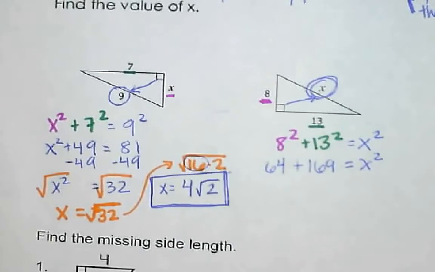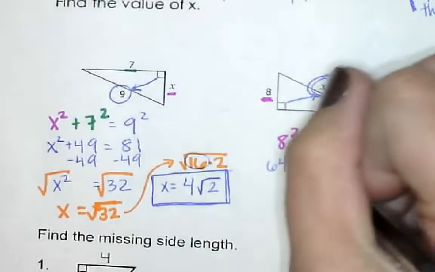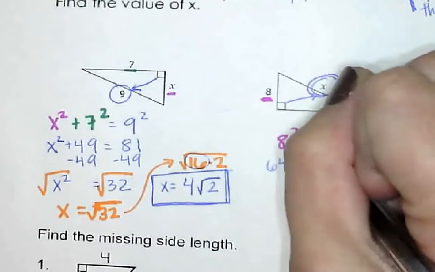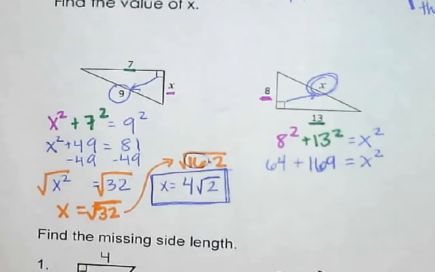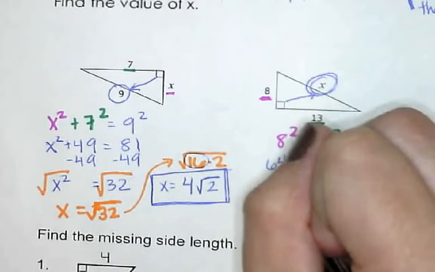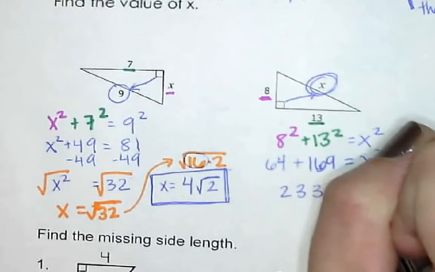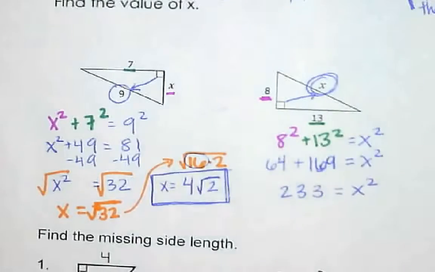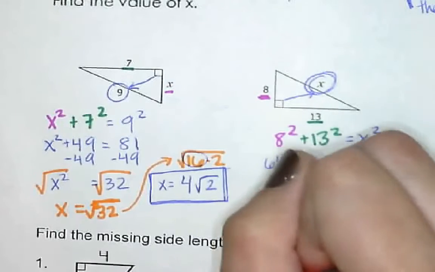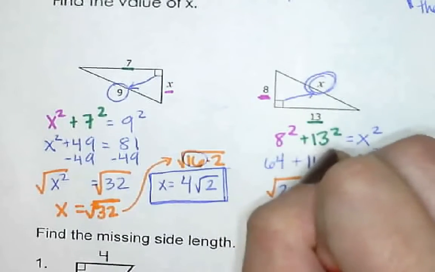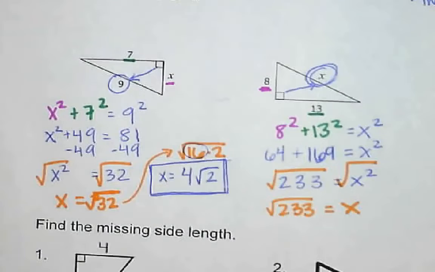Well, guys, 64 plus 169, a little mental math here. That would be what? 233, yes? Ugh, that's kind of an ugly number. So that's 233 is equal to x squared. We're going to take the square root of both of those. So the square root of 233 is equal to x.